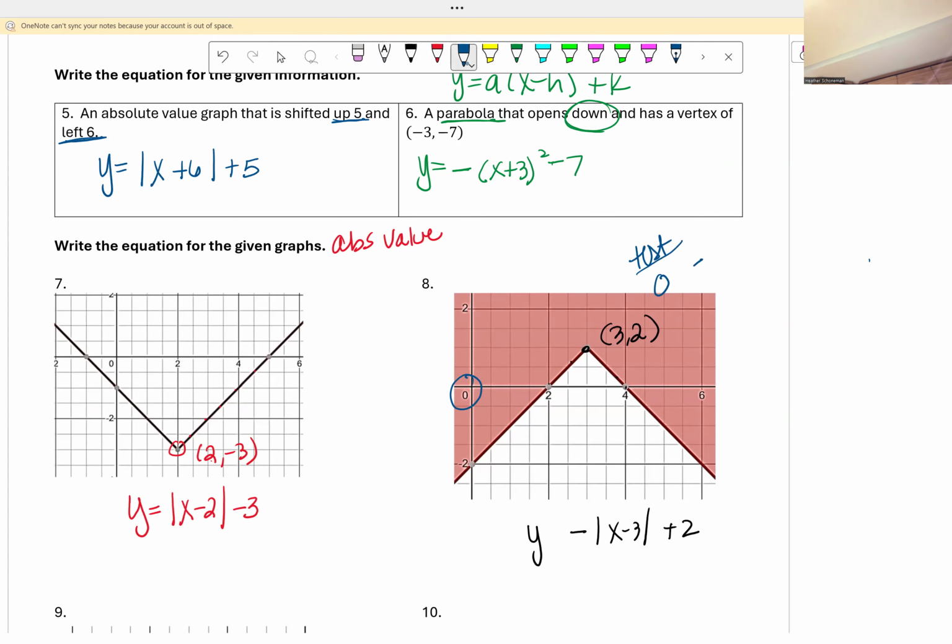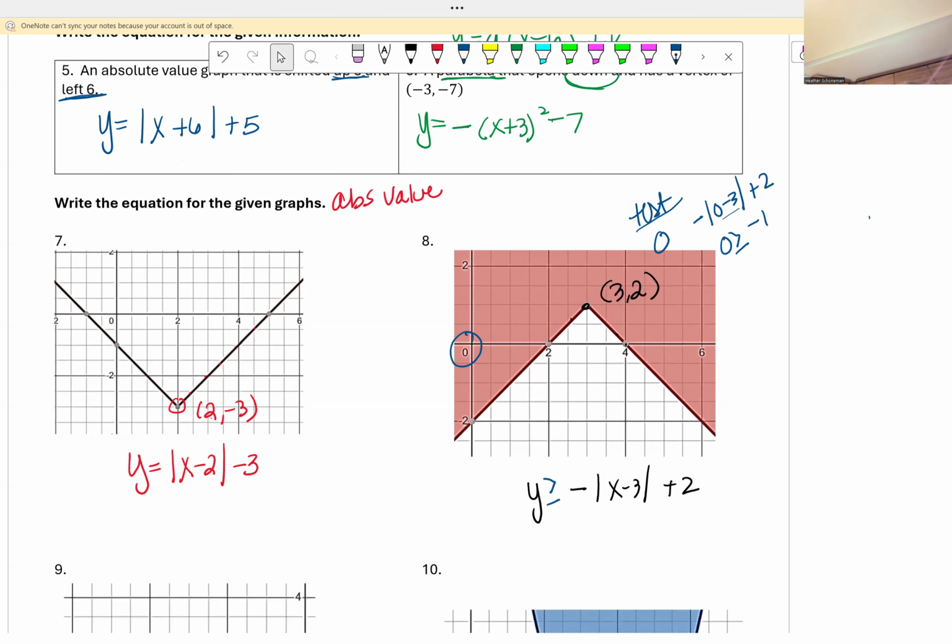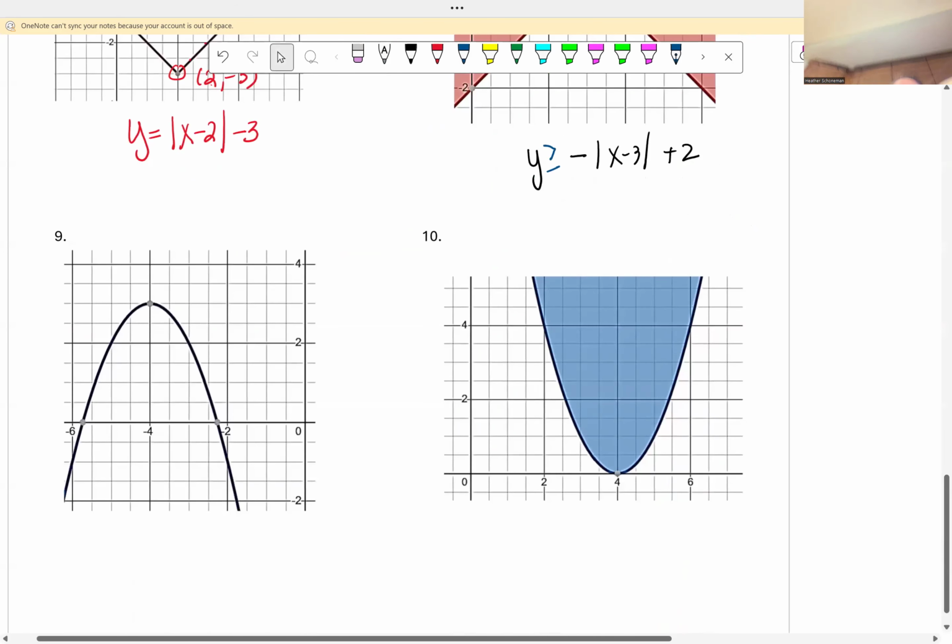So I'm going to have 0 and then negative absolute value of 0 minus 3, plus 2. Well, this is negative 3. The absolute value is positive, but then the negative outside makes it negative. So negative 3 plus 2 is negative 1. And I have 0 and negative 1, and I need it to be true. Well, 0 is greater than negative 1, and it's a solid line, so it's got to be greater than or equal to.